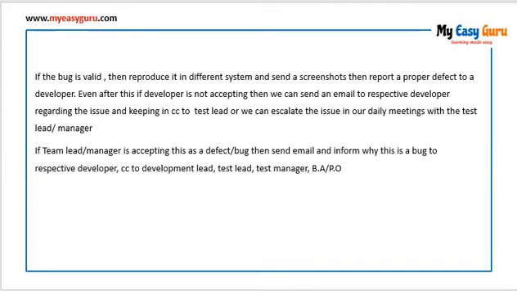So if the development team lead is accepting it as a bug, then you can send an email and inform why this is a bug, or record a video while testing the bug, or add more screenshots and report it to the respective developer, adding the development lead, test manager or BA and PO to the CC.